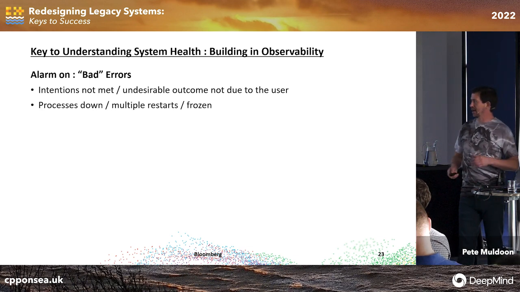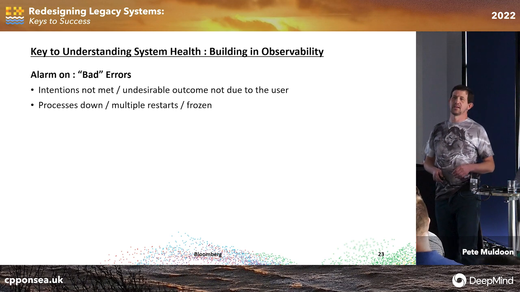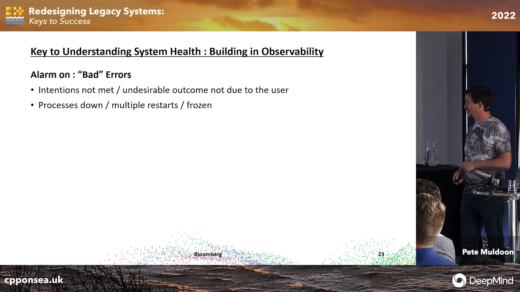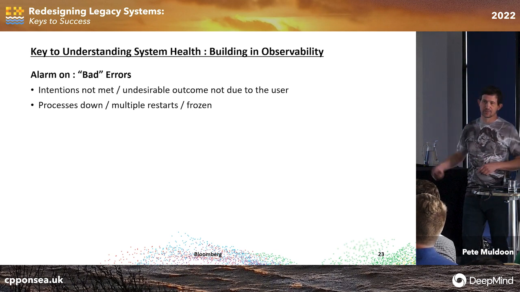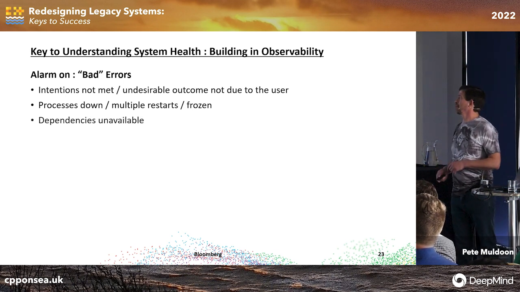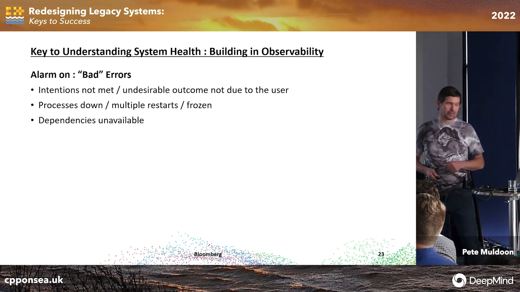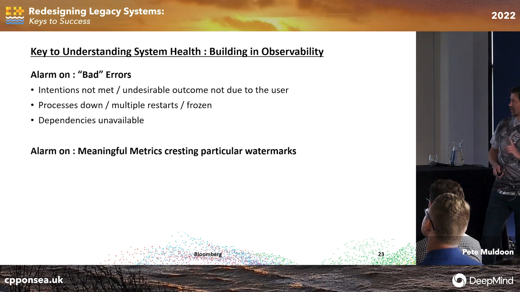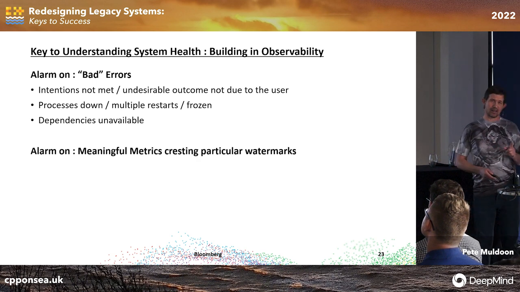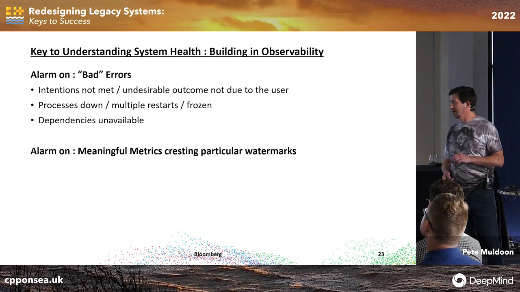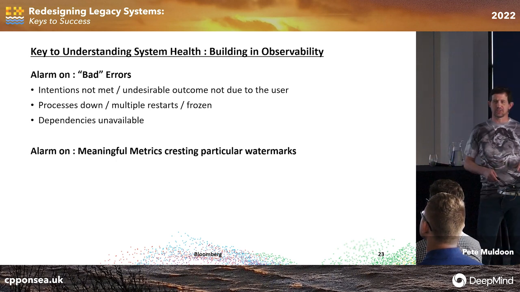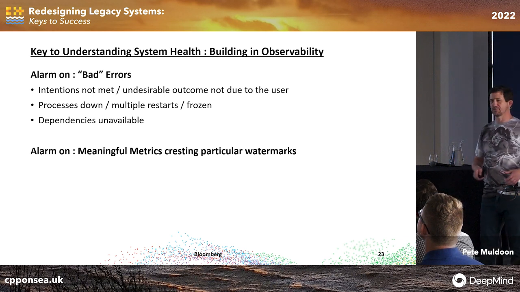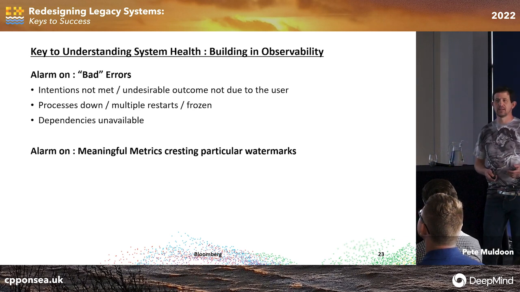We also have bad errors, like a process is down. Where we have a system process go down, we have alarms, and we're pretty good about this. Or we have something that's just cycling through, trying to connect. Our dependencies are unavailable. So these are ones I think we do pretty well. The ones we don't do pretty well, at least I haven't seen us do well on, is this idea of taking these metrics I was talking about before, and when they crest watermarks, we have alarms go off, right?